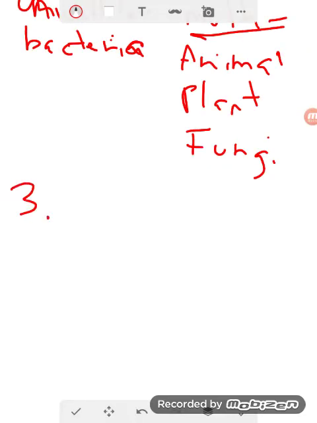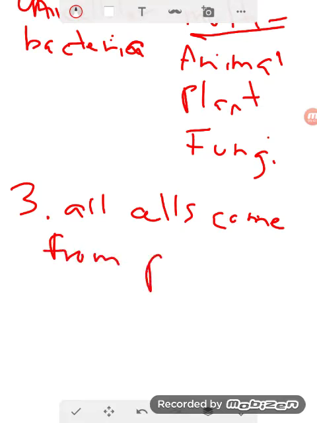Then your third thing for your cell theory is all cells come from pre-existing cells. So all cells come, what's it come? From pre-existing cells. Okay? And that's not really too far of a stretch of mind.